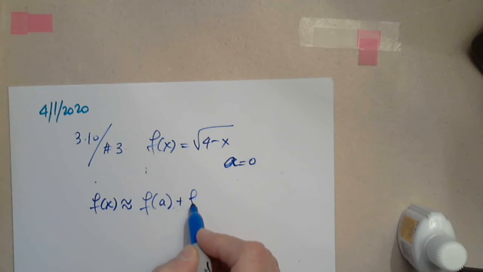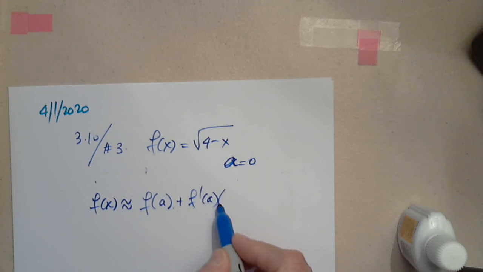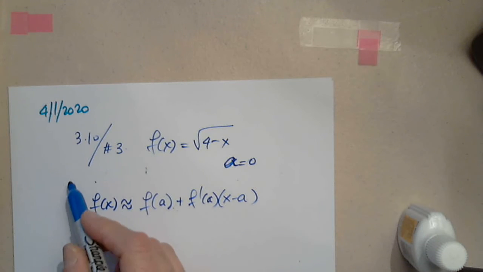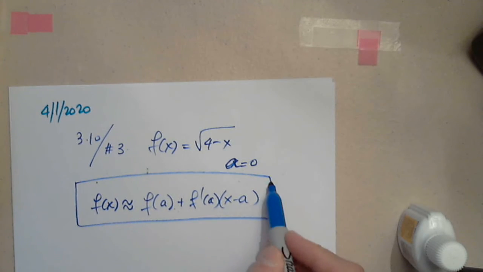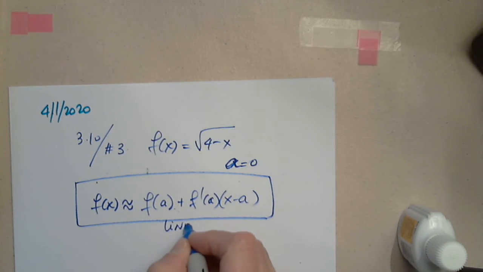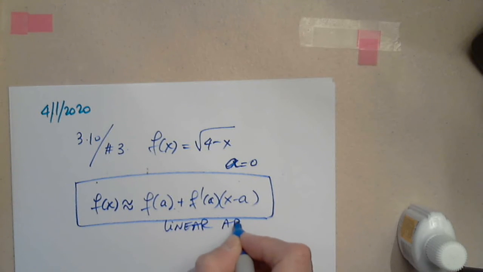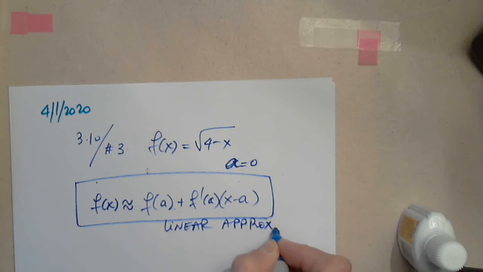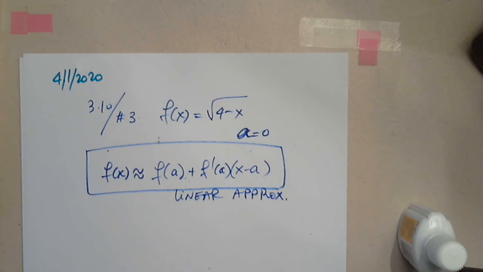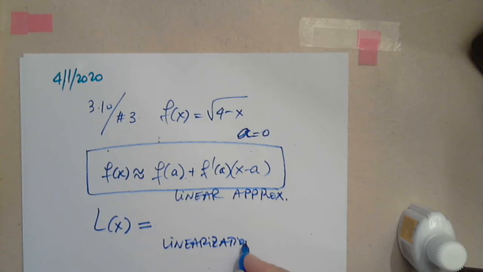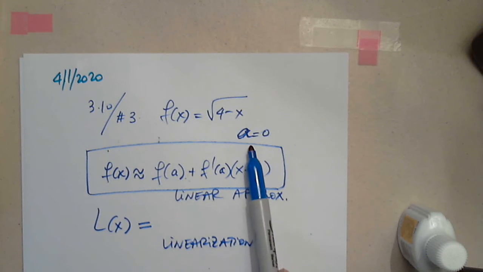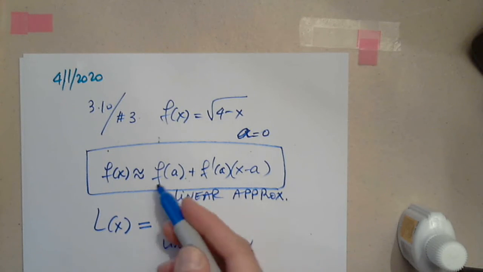f of a plus f prime of a times x minus a. And this is the linear approximation. The same thing is the linearization, but this is equal. So this will be the linearization of function f near a. It's the same.